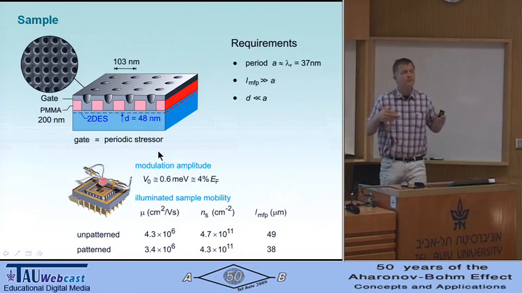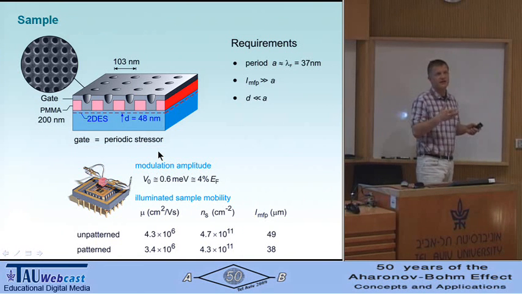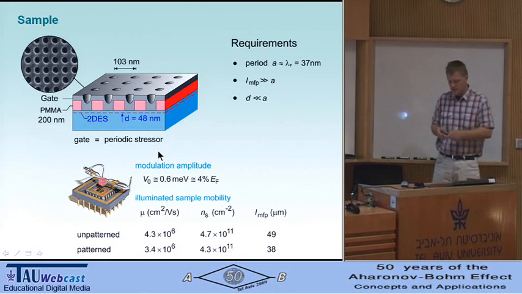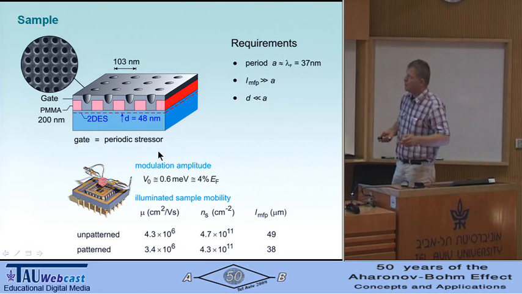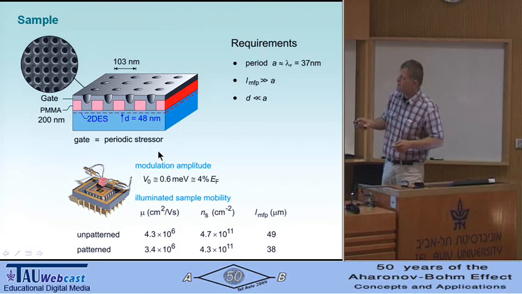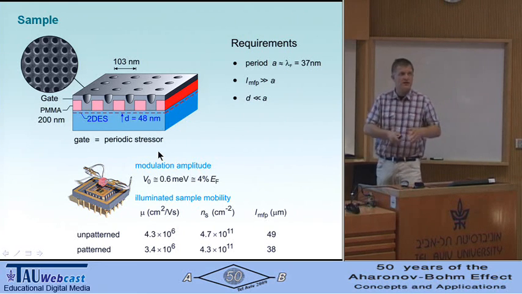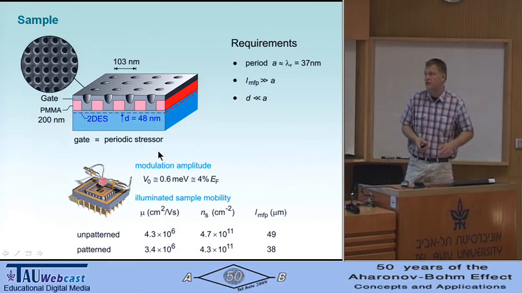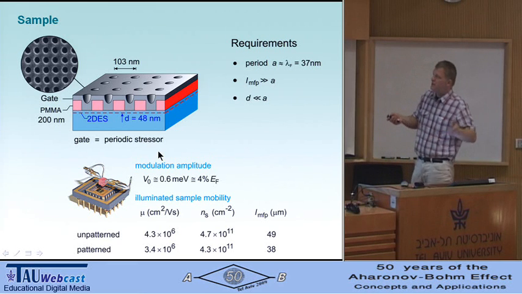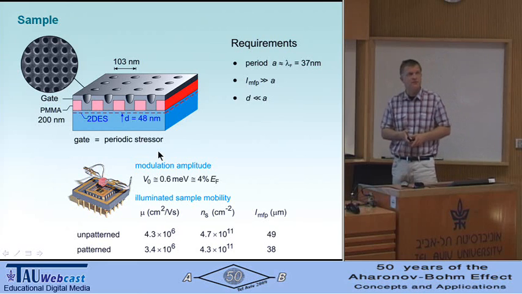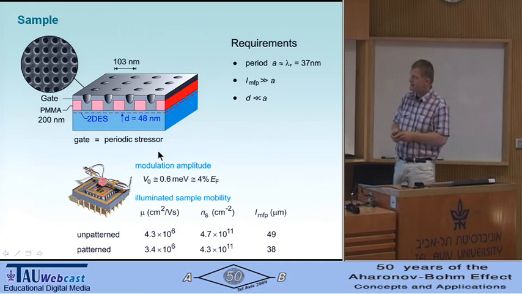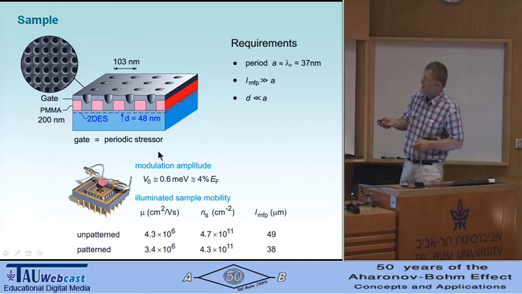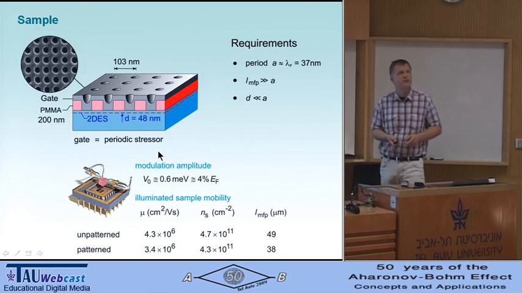Now, how do we actually produce such samples where the electrons are exposed to a periodic potential? Well, I will go over this very quickly. Basically, what we do is the following. We have our two-dimensional electron system that resides in a gallium arsenide quantum well, and this quantum well is buried underneath an aluminum gallium arsenide layer, and it's typically about 50 nanometers below the surface. Then we deposit the resist layer on top of this crystal, and we pattern this resist layer by basically drilling holes in it with electron beam lithography.